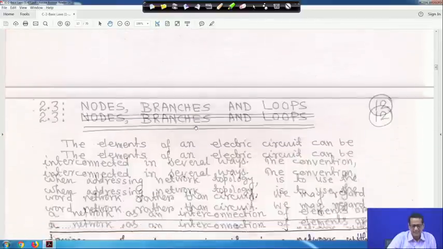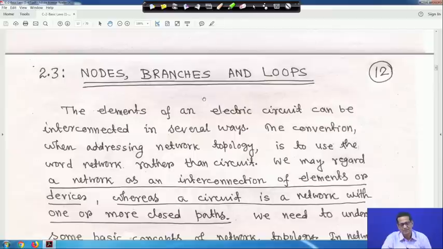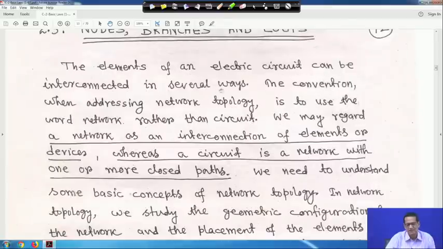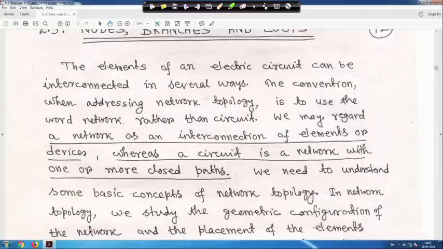So next is nodes, branches and loops, right. These three things we have to try to understand a little bit. The elements of an electric circuit can be interconnected in several ways. The convention when addressing network topology is to use the word network rather than circuit. So we may regard a network as an interconnection of elements or devices, whereas a circuit is a network with one or more closed paths, that I have underlined for you, right.